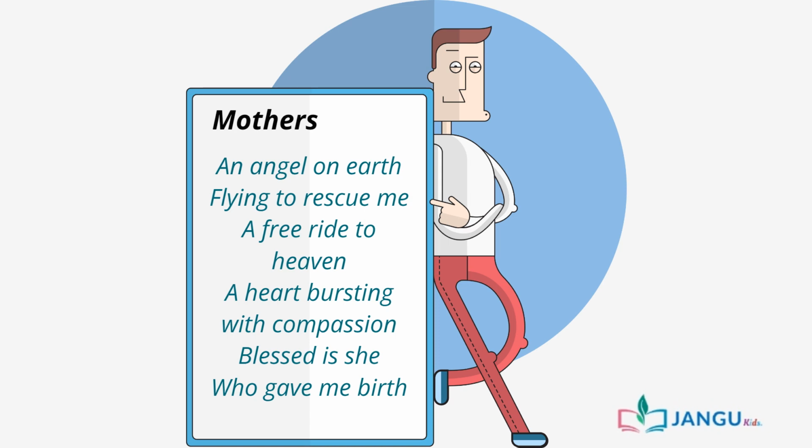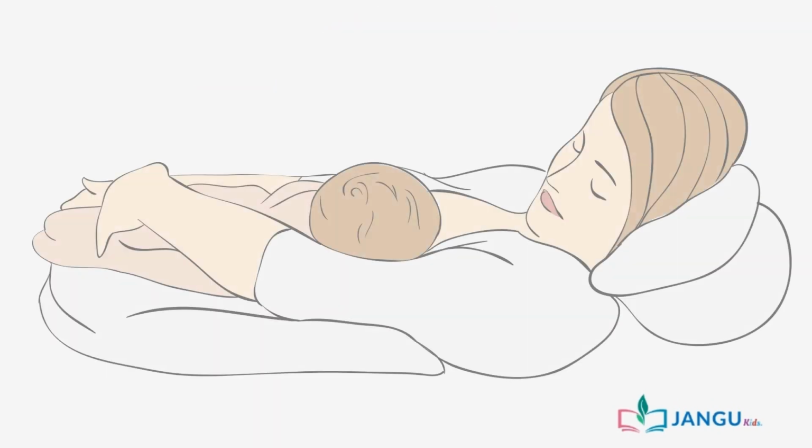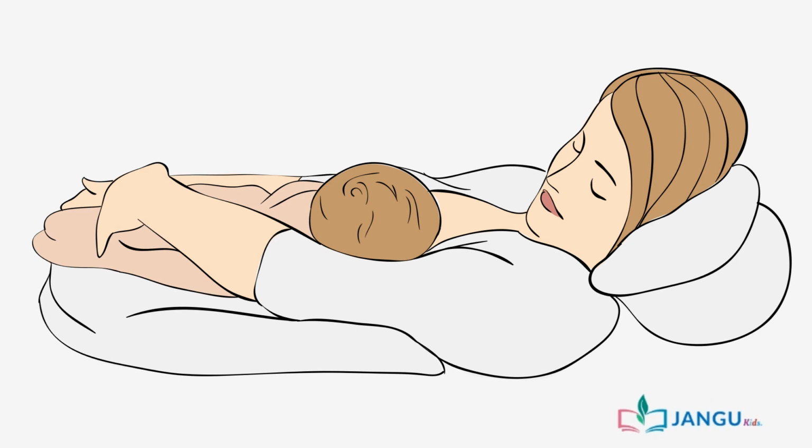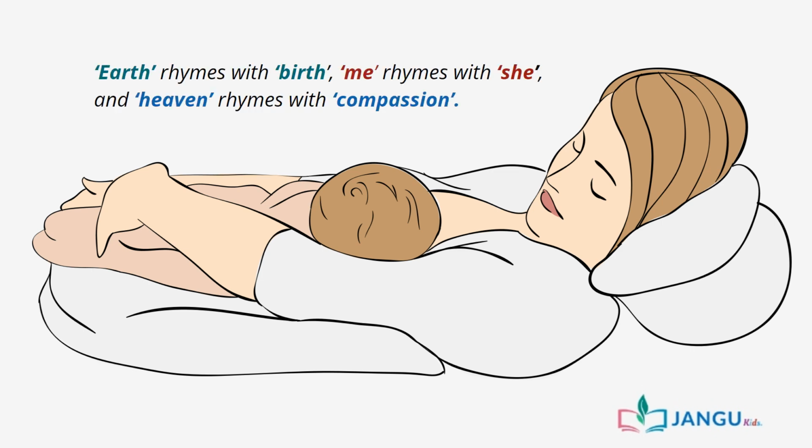Can you see that we described mothers as angels? However, they are not physically angels, are they? But poetry allows us to compare two things that make us feel the same way. And since mothers protect us just like angels, we can say they are angels on earth. Also, did you notice the rhymes in our little poem? Earth rhymes with birth, me rhymes with she, and heaven rhymes with compassion. That makes our poem lyrical, don't you think?